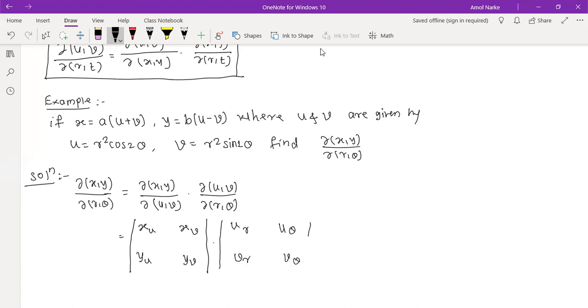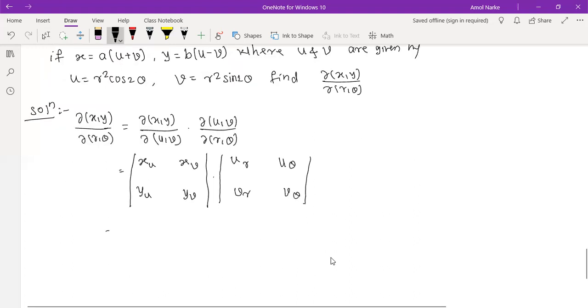Now see, once you write down the formula, to find this value you should have x and y in terms of u and v. That is already given, x in terms of u, v and y in terms of u, v. And here also u and v are given in terms of r and theta. So no need to convert anything. Now we can put the values. What is the partial derivative of x with respect to u?